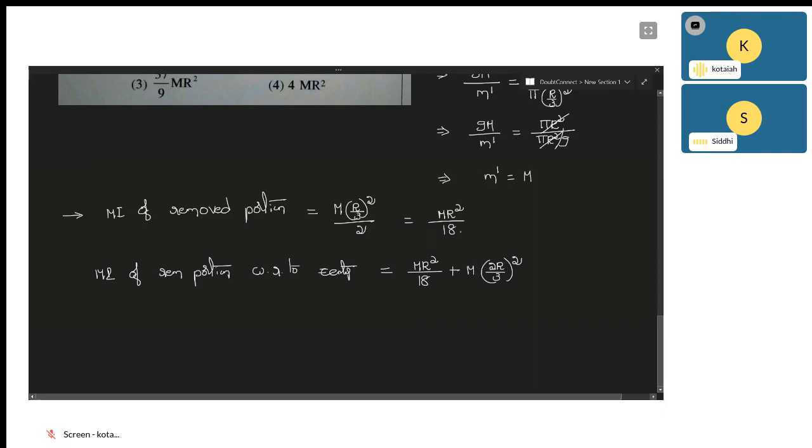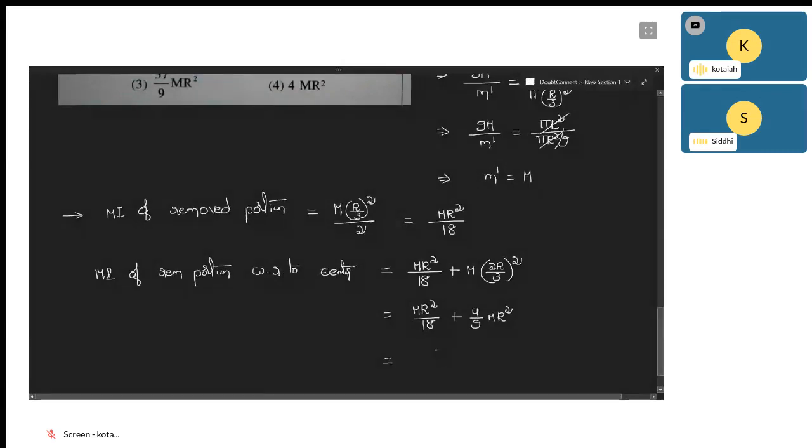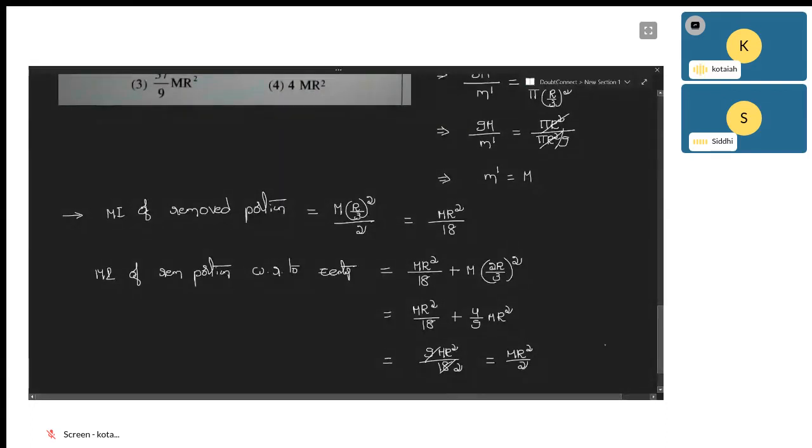Now, usually when you calculate, you will get the moment of inertia with respect to its own center, but I want with respect to the bigger disk. So it is equal to MR square by 18 plus 4 by 9 into MR square. Done? 18 is the LCM. So we'll get 9 into MR square by 18. 9 one ja, 9 two ja, is equal to MR square by 2. This is the moment of inertia of the removed disk with respect to the center of the big disk.